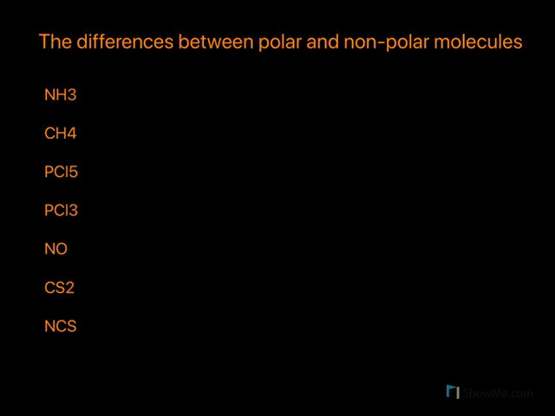Okay, so the first one is NH3. So let's do the Lewis structure of NH3. Again, you should be looking at how to do Lewis structures before this video, but the Lewis structure for NH3 is this. It's single nitrogen-hydrogen bonds, and the nitrogen will have a lone pair of electrons around it. So this is the Lewis structure of NH3, which is ammonia.